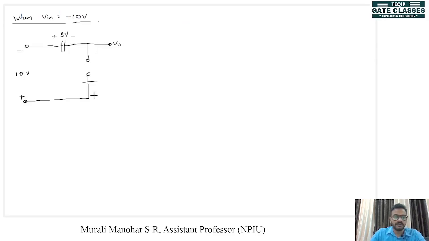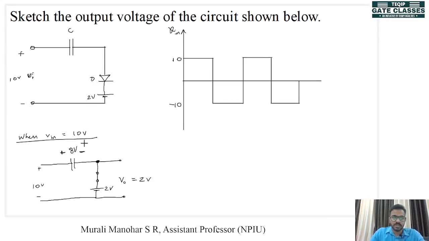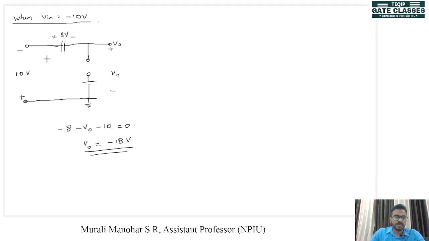This is our V out, right? If this is ground, this is V out. So what will be the value of V out now? We can apply KVL here and we can see that minus 8 minus V out minus 10 equal to 0. That means V out equal to minus 18 volts. So this will be the value of V out. So when V in equal to 10 volt, V out is 2 volt. When V in equal to minus 10 volt, V out equal to minus 18 volt.